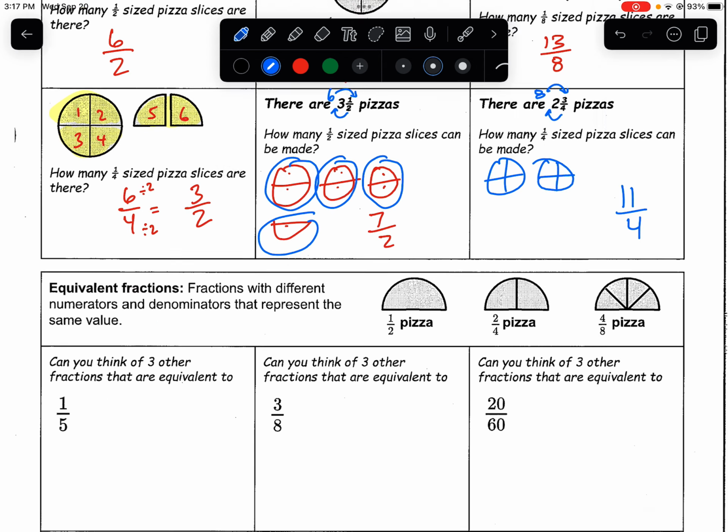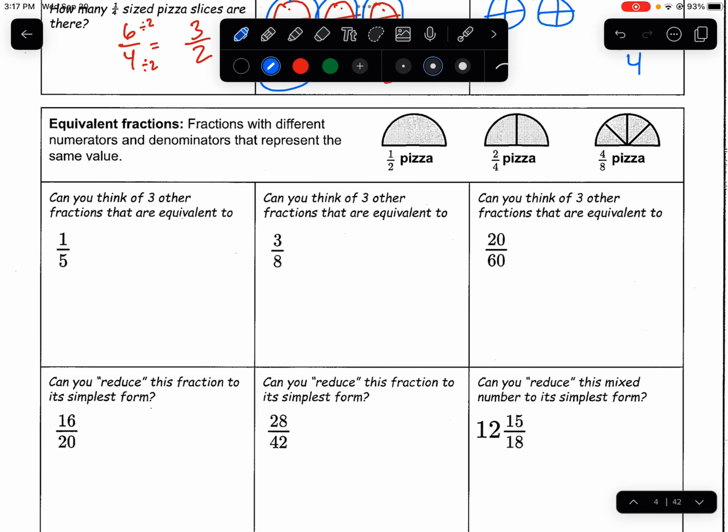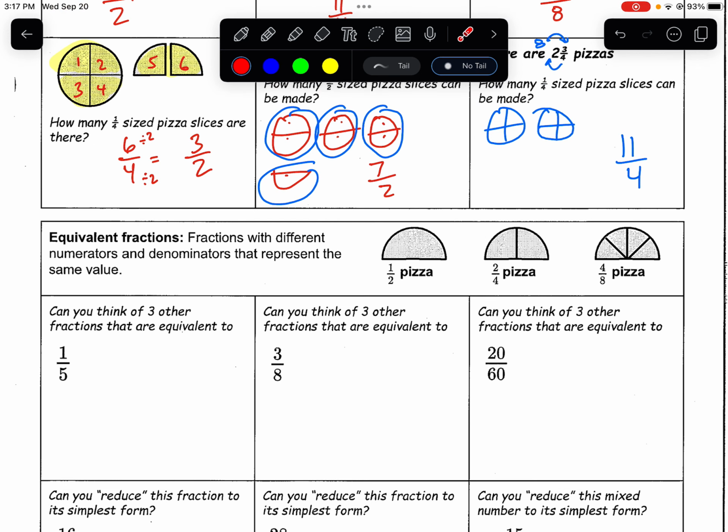All right, let's look at equivalent fractions now. Equivalent fractions are fractions with different numerators and denominators that represent the same value. Kind of like how we said 6/4 is the same thing as 3 halves. A half of a pizza is the same thing as 2/4 of a pizza, because this is a 4th and that's a 4th. So that's 2/4. And 4/8: this is an 1/8, and there's 1, 2, 3, 4/8. Notice they are all the same size as the half. 2/4 is the same as a half, and 4/8 is the same thing as a half.